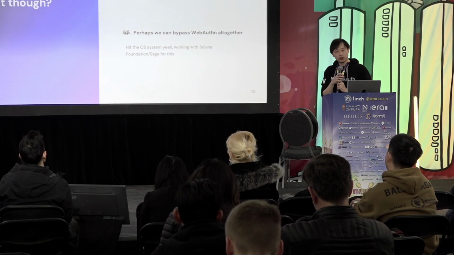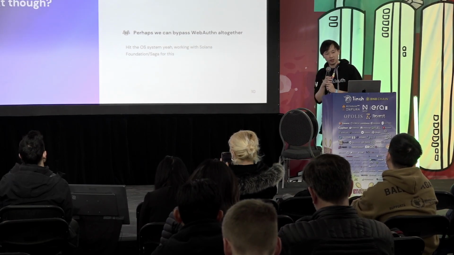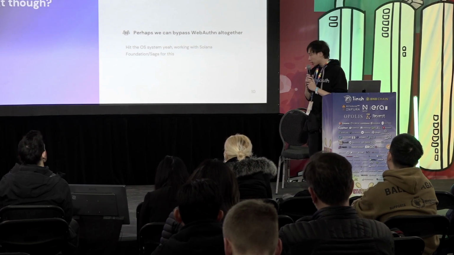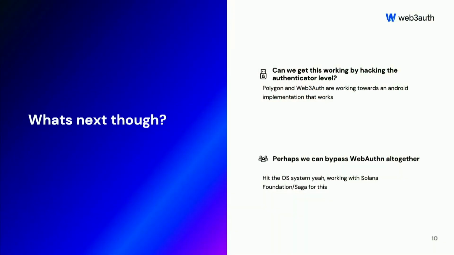What's next and what's interesting for us, though, there's a lot of things to be positive about. Passkeys will eventually be popular, and hopefully we reach that state. But before that, these are some interesting things that we are pursuing, at least at Web3Auth. So can we get WebAuthn working a little bit better by hacking the authenticator level?